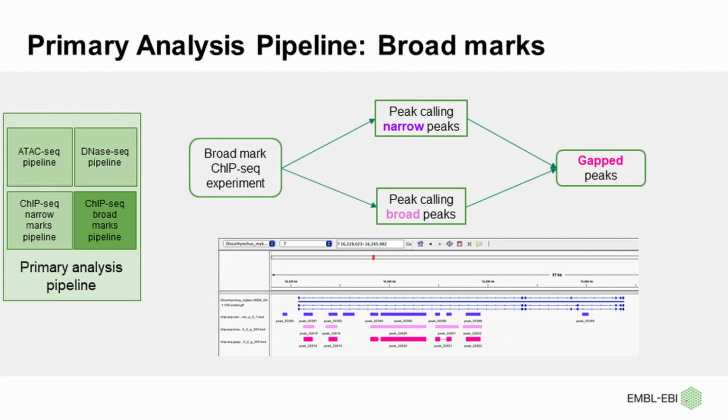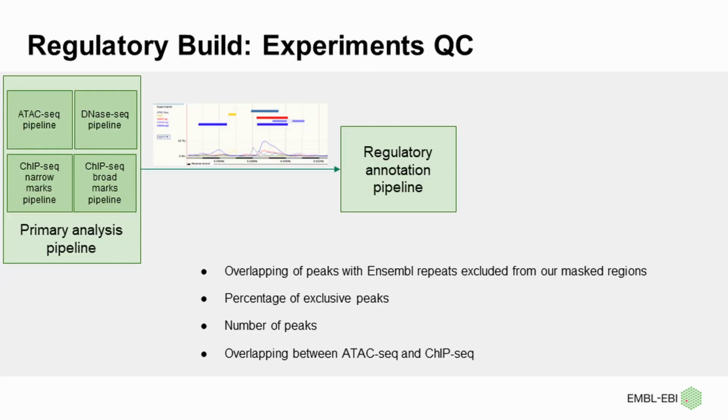So then we combine these two tracks in order to obtain a gapped peaks track, that is the one that is here in pink, where we report the broad peaks that are overlapping with narrow regions. And we highlight what are the narrow regions that are involved. So when you are retrieving information from our browser, you will obtain, for this type of histone marks, this type of tracks.